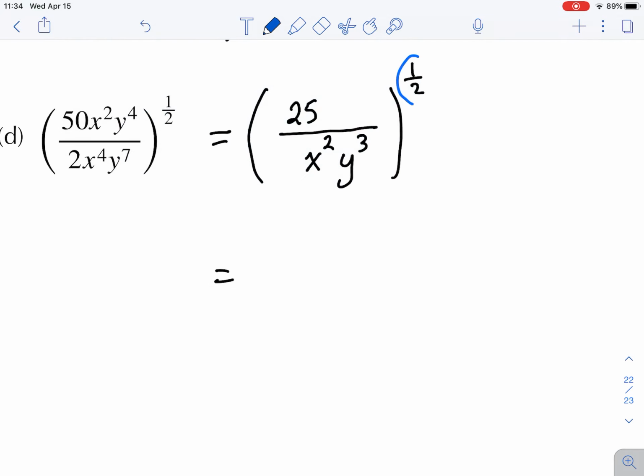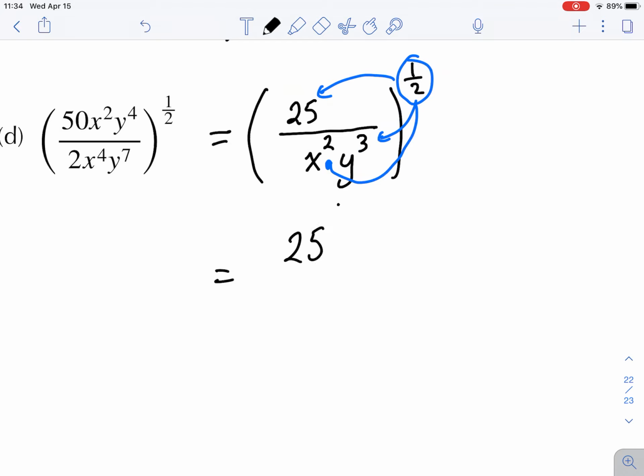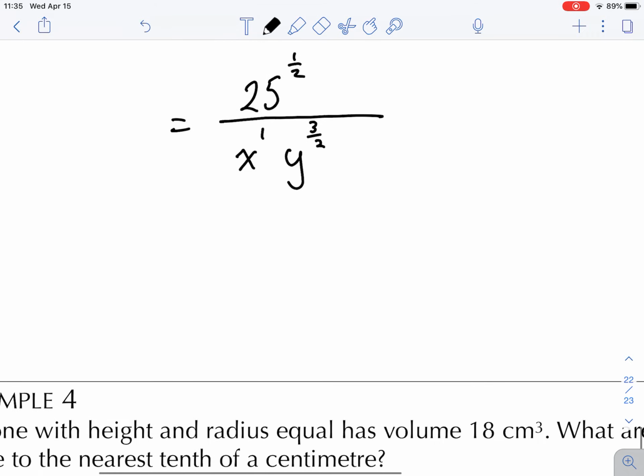All right. Now, this 1/2 is going to get distributed to every term in the numerator and every one in the denominator. We're going to multiply the exponents of everything by it. So we're going to get 25 to the power of 1/2, x squared, and we do the 2 times 1/2, that's x to the power of 1, and y to the power of 3/2, because that's 3 times 1/2.